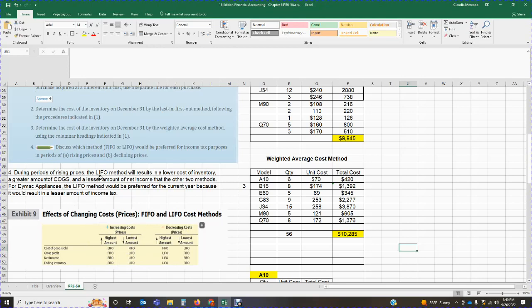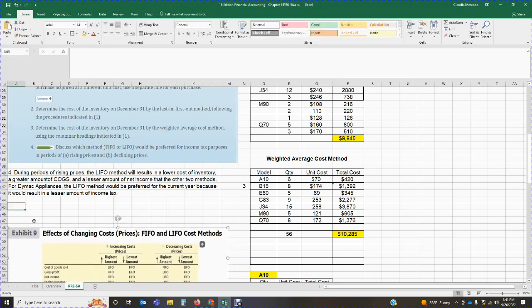Okay, so during the periods of rising prices, the LIFO method will result in a lower cost for your ending inventory and a higher cost of your cost of goods sold. Okay, so it's very important that we understand. Now, what happens when we have declining prices? Let's look at declining prices.